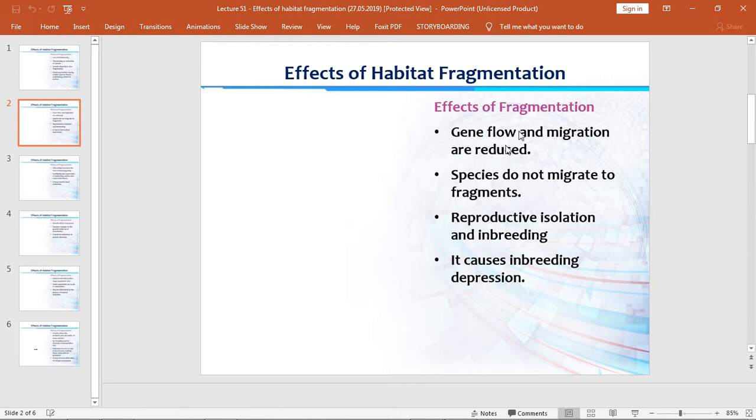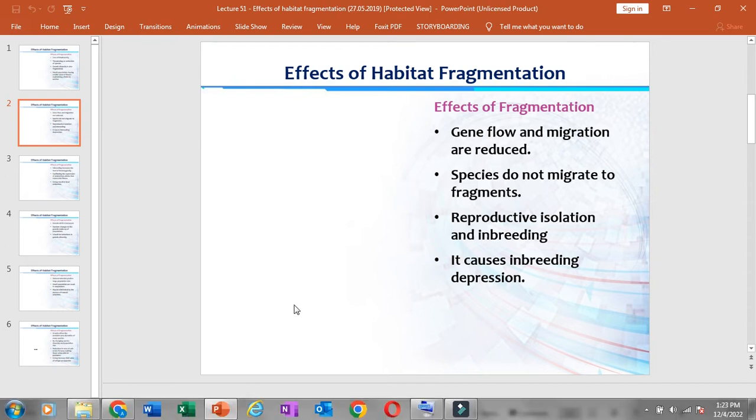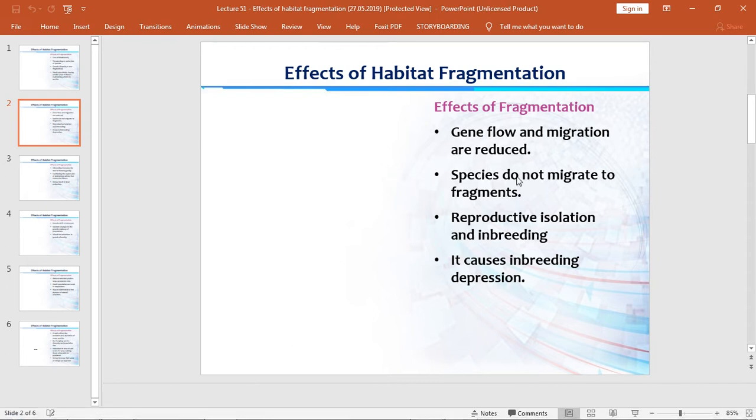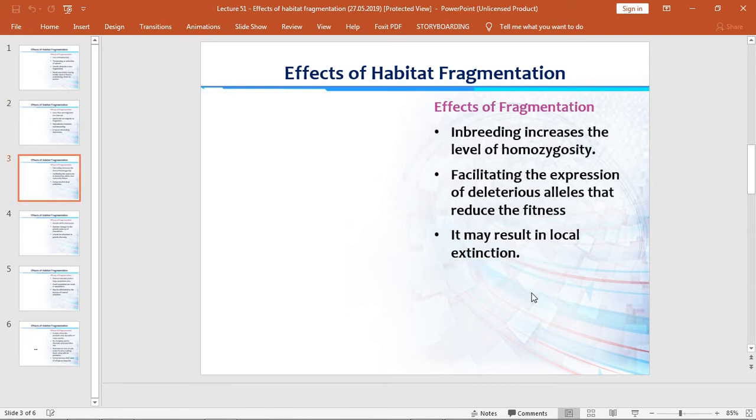Effects of fragmentation. Gene flow and migration are reduced. Species do not migrate to fragments. Reproductive isolation and inbreeding. It causes inbreeding depression. Inbreeding increases the level of homozygosity, facilitating the expression of deleterious alleles that reduce the fitness. It may result in local extinction.